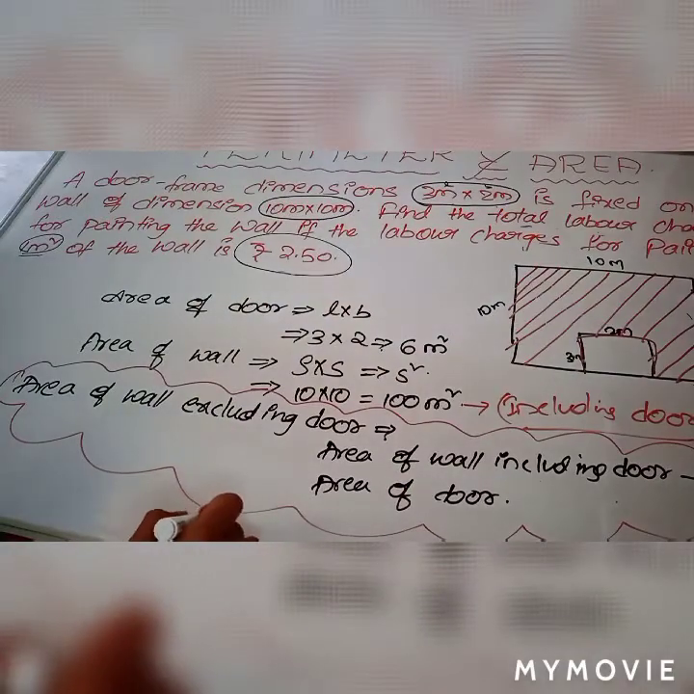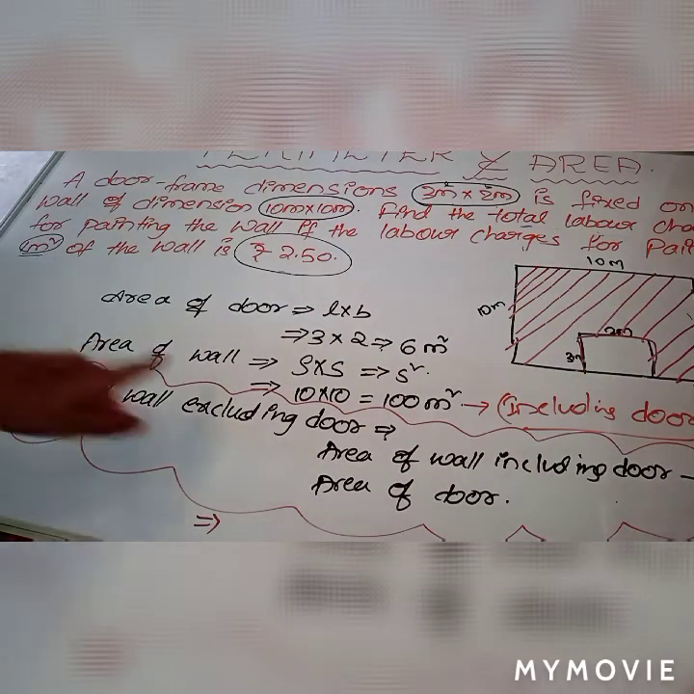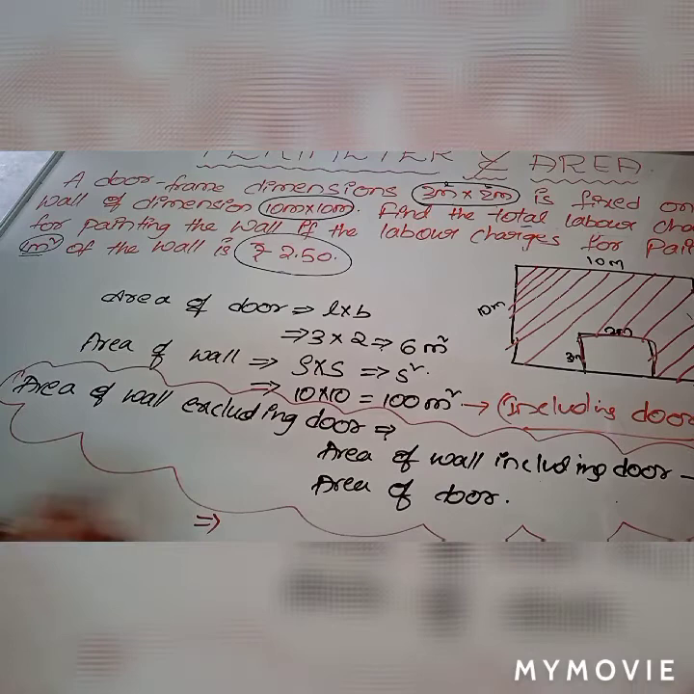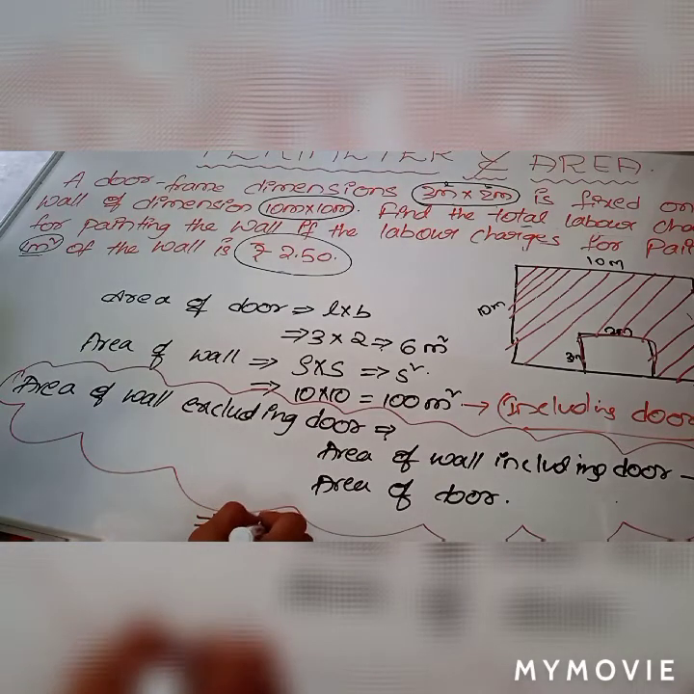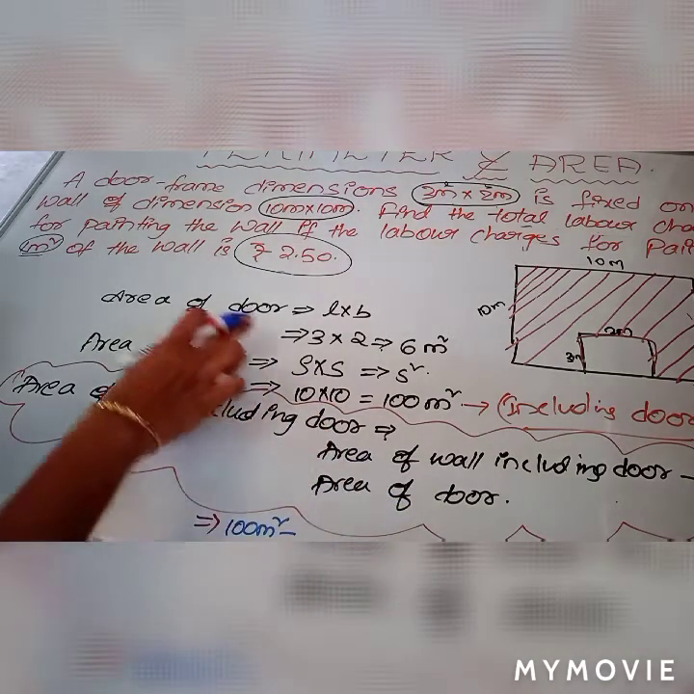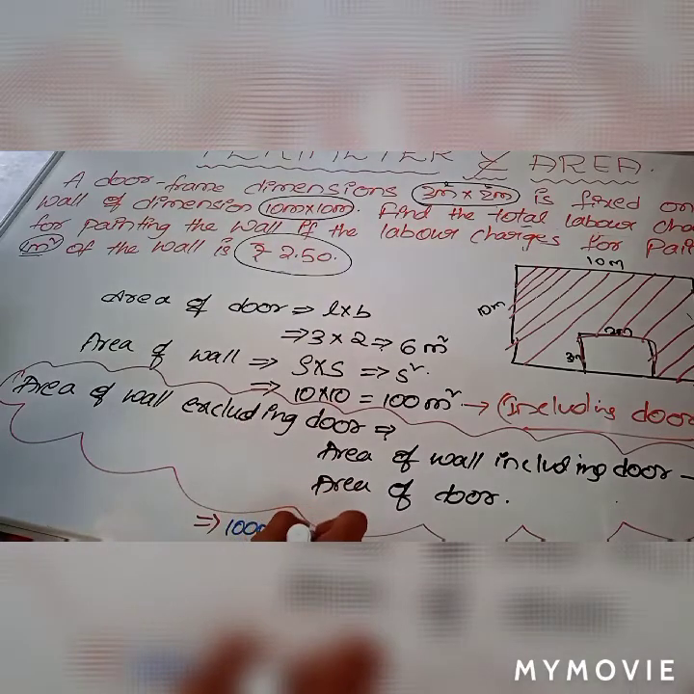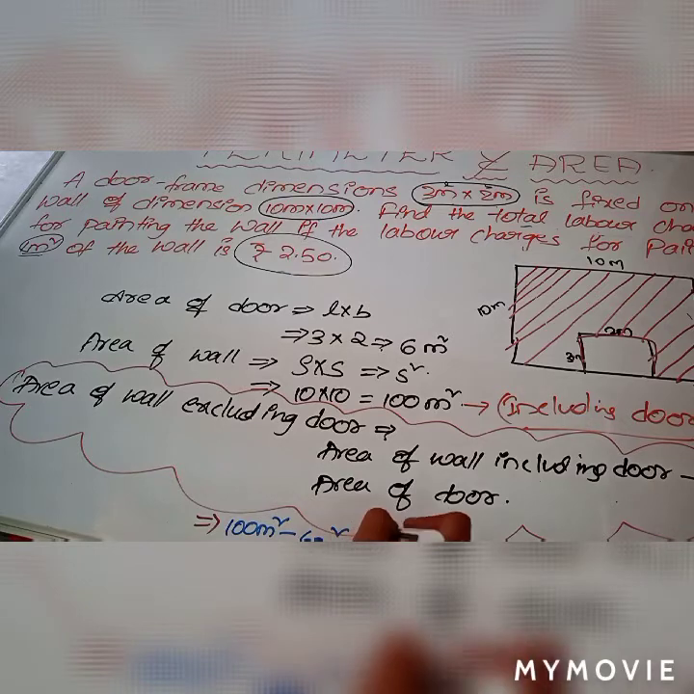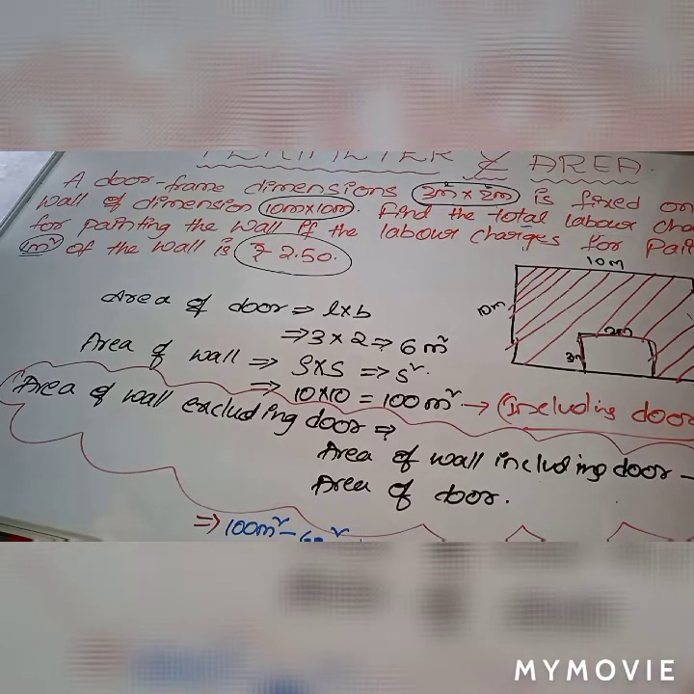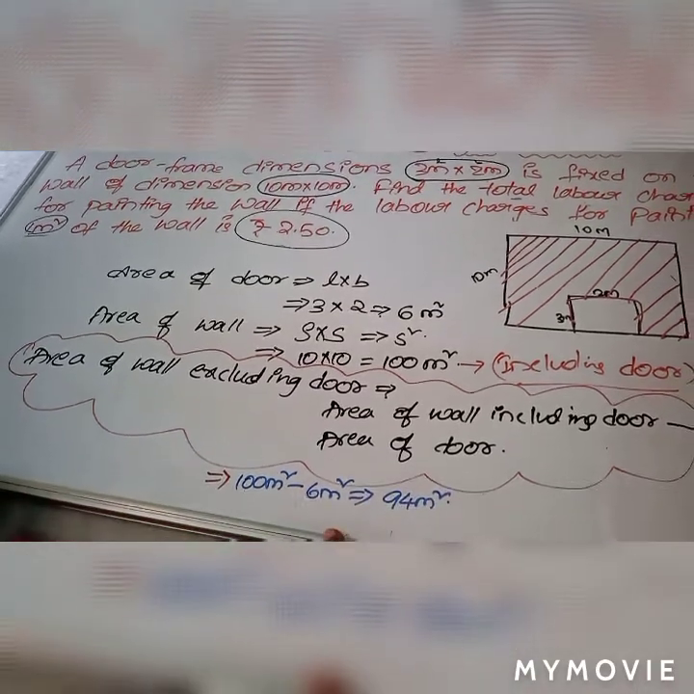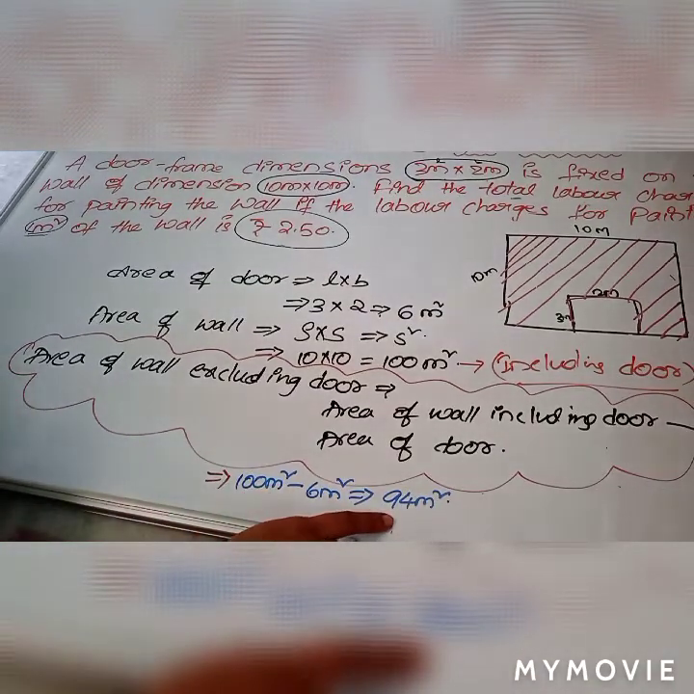See, from the above steps, what's the area of the wall including the door? That is 100 square meters minus what's the area of the door? 6 square meters. So what's the solution here? What's the calculation answer? 94 square centimeters. The answer is 94 square centimeters.